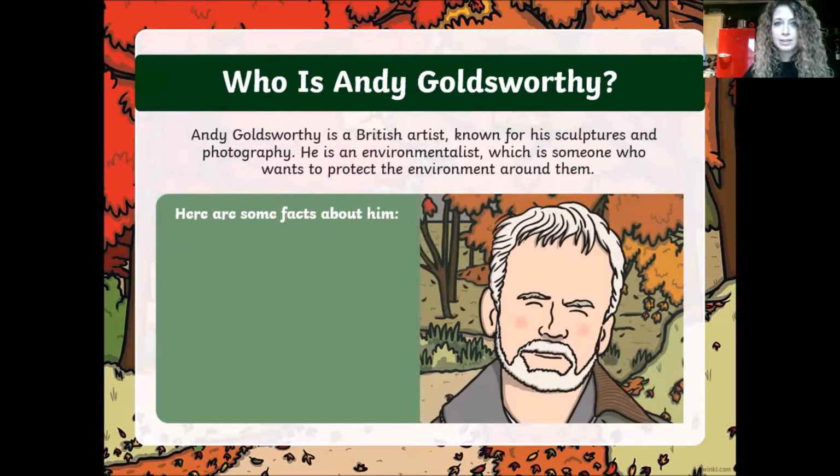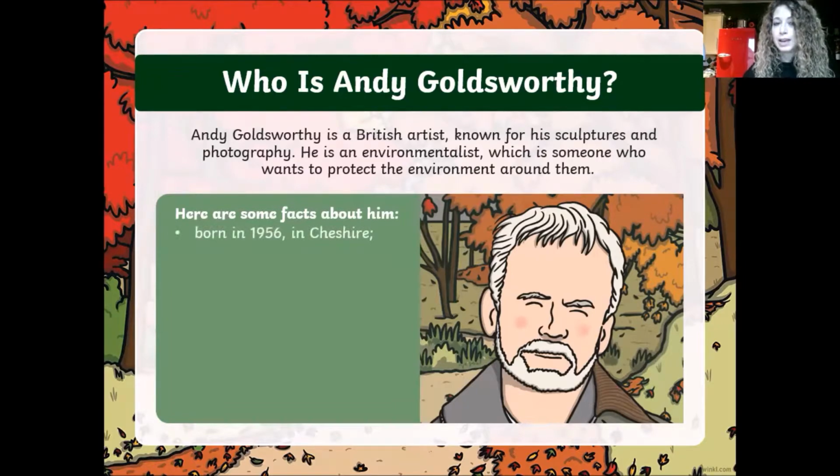Who is Andy Goldsworthy? He is a British artist known for his sculptures. That means he makes things that are 3D, and his photography. He takes amazing photographs. He is an environmentalist, which means someone who wants to protect the environment, wants to protect our world around us.